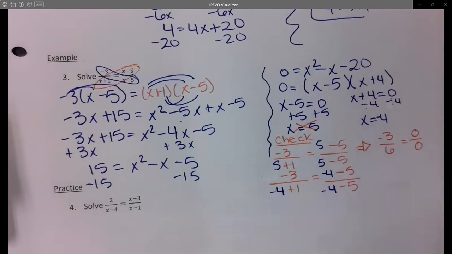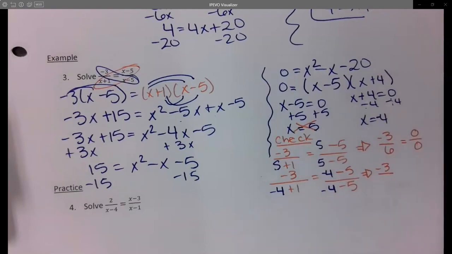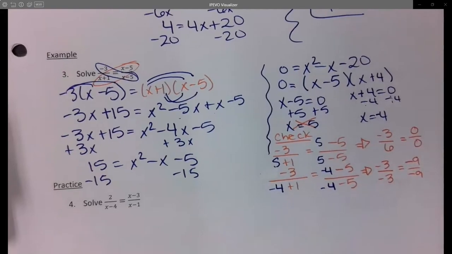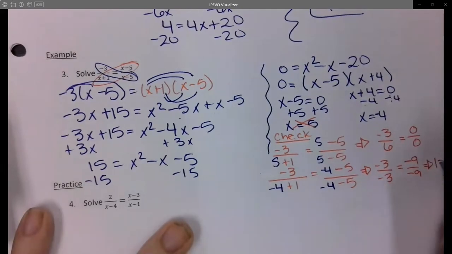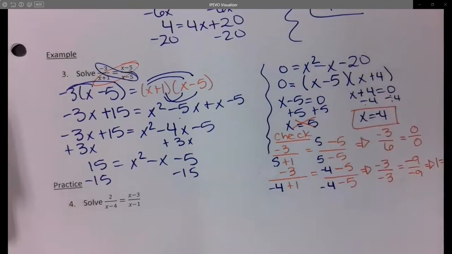Okay, so now I can simplify. So, negative 3 on the top. What's negative 4 plus 1? And then on the right, I have over negative 9. Are those the same fraction, if I simplify? Yes, because it's going to give me 1 over 1, which is just 1. So negative 4 works. Questions here?